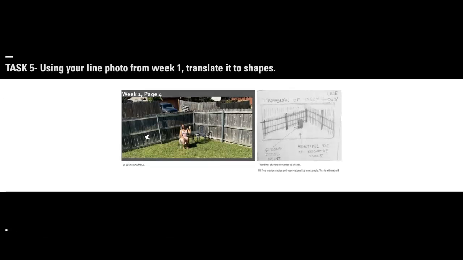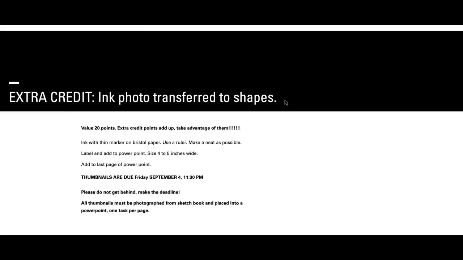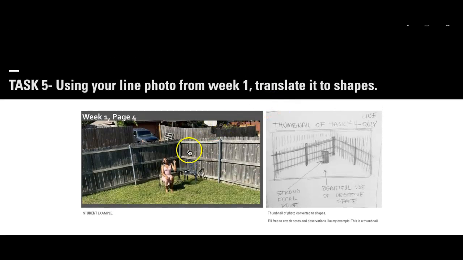Okay, let's go down to, okay, this is a really, really exciting one. And I've got a great example here. What you're going to do is take your photograph from week 1 and translate it into shapes. This is really quick, but let me see if I can make this a little bit bigger for you. Anyway, this is a photograph entered by somebody.